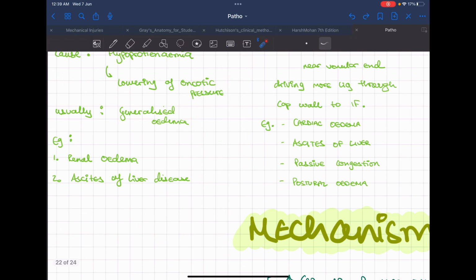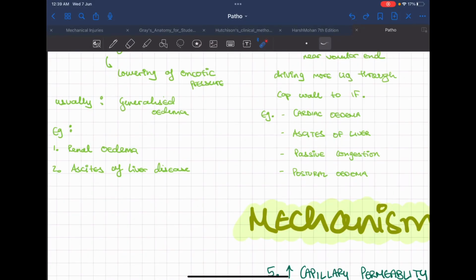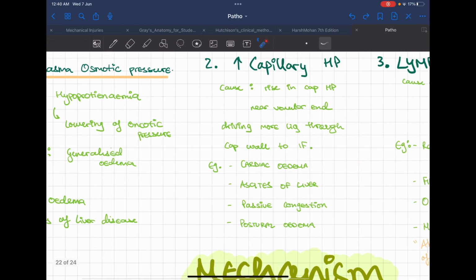In all these kinds of mechanisms, the main important thing that we need to remember is the examples of these mechanisms and by which mechanism which edema is caused. So here it is renal edema and ascites of liver disease.